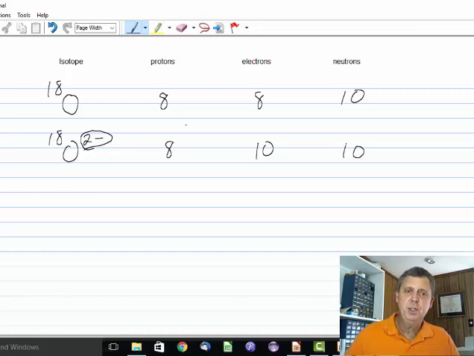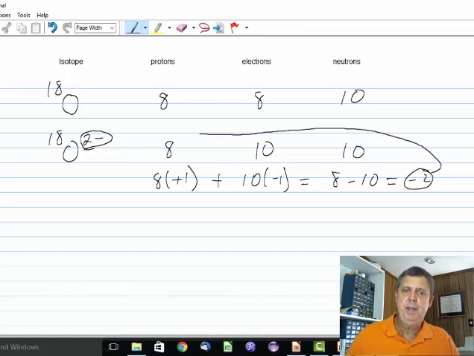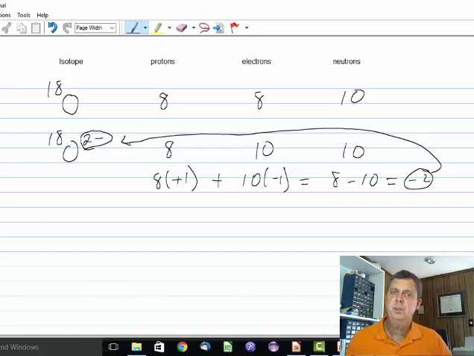Now to double check this is really simple. We can say we have 8 protons, we have 8 plus 1 charges plus 10 electrons, or 10 negative 1 charges. Of course, this adds up to 8 minus 10, which equals negative 2, which should be the same as our charge over here, and it is. So that's a good way to confirm that we've done the charge correctly.